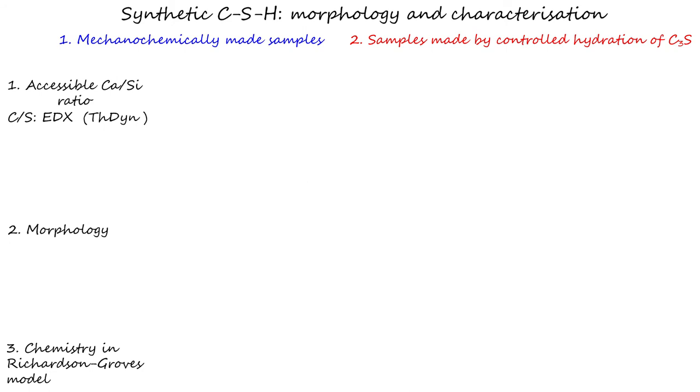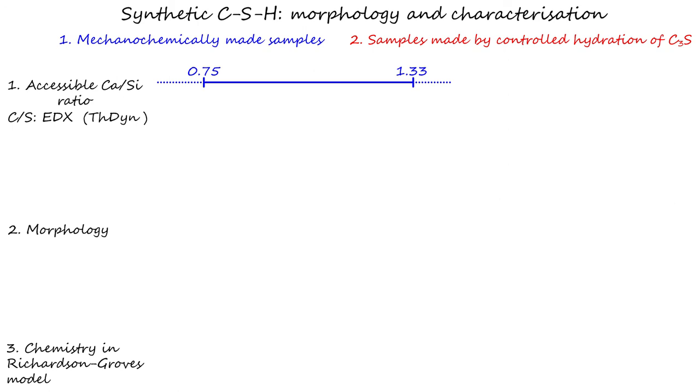The mechanochemically made samples could access calcium to silicon ratios between 0.75 and 1.33. Values below and above this range were not investigated. At the top end, portlandite was precipitated during the synthesis. These values are below the values for the CSH found in Portland cement, but are typical values for CSH found in blended cement.